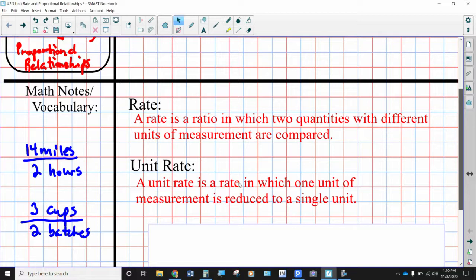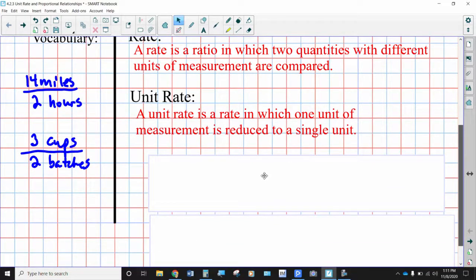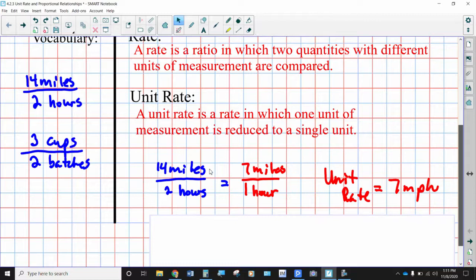The unit rate is a rate in which one of the units of measurement is reduced to a single unit, or 1. So if I take these 2 examples, let's start with 14 miles in 2 hours. If I want to express that as a unit rate, I can set up the proportion where 14 out of 2 is equivalent to something out of 1.